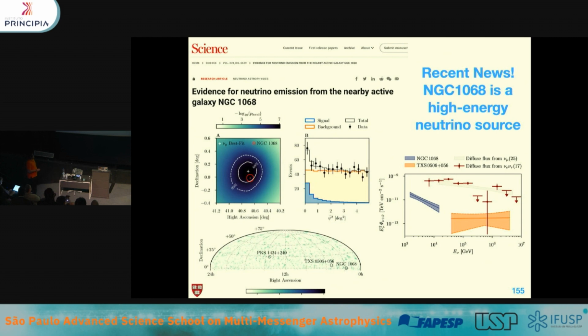And here you can see the flux of this source. I'll talk about TXS later. But this is the astrophysical diffuse spectrum, that's what I was talking to you about earlier. This is the all-sky neutrino emission. And this is the flux from NGC 1068, and this is the flux from TXS.